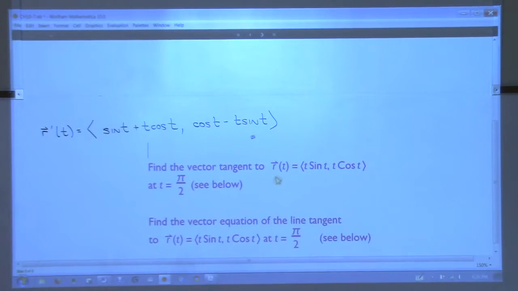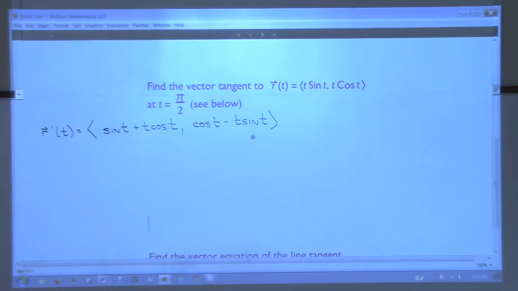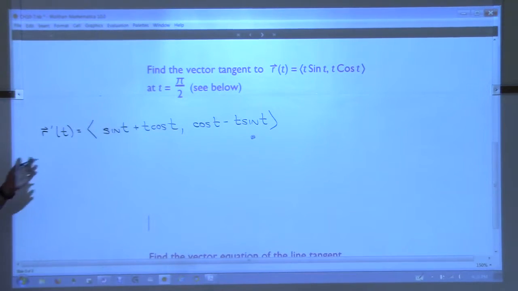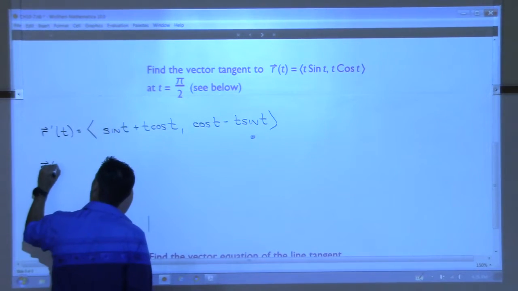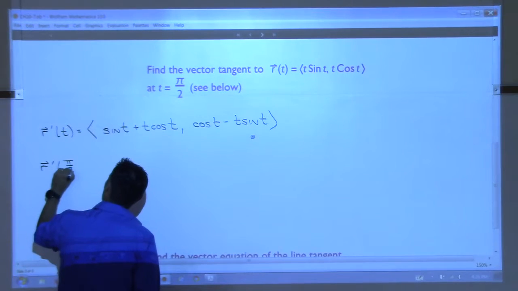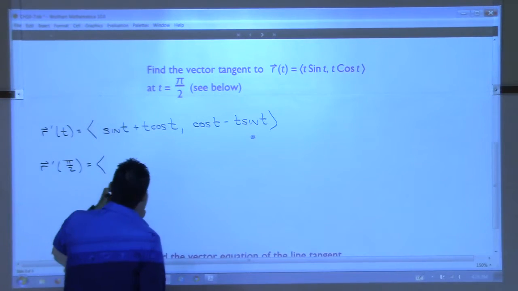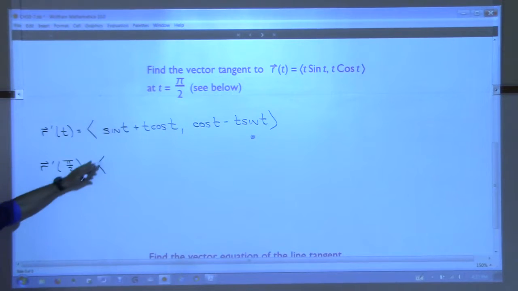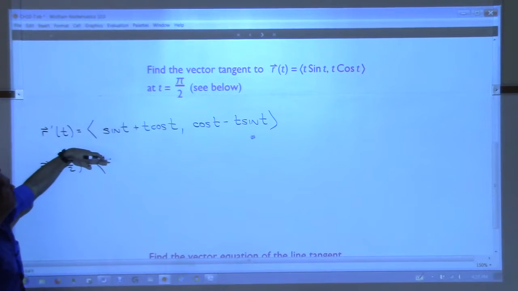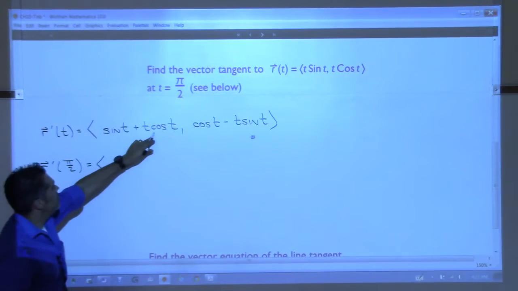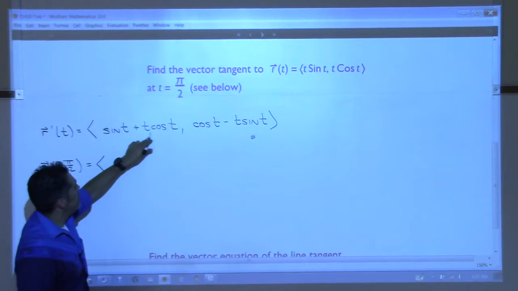Next part of this, find the vector that is tangent to that function at t equals pi over 2. So that's just asking us to find r prime of pi over 2. So all we have to do is just plug pi over 2 into this. So what is sine of pi over 2? 1. And then what is cosine of pi over 2? 0. So that's going to be gone.